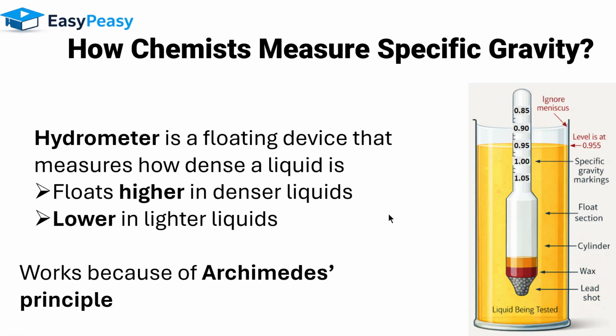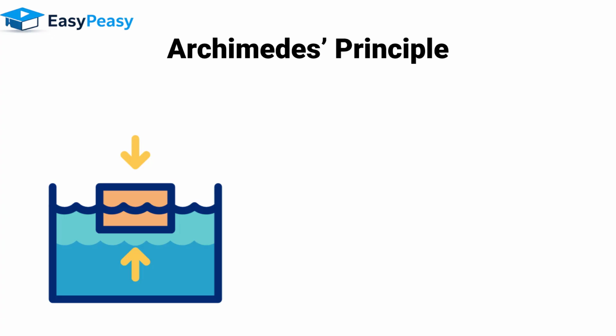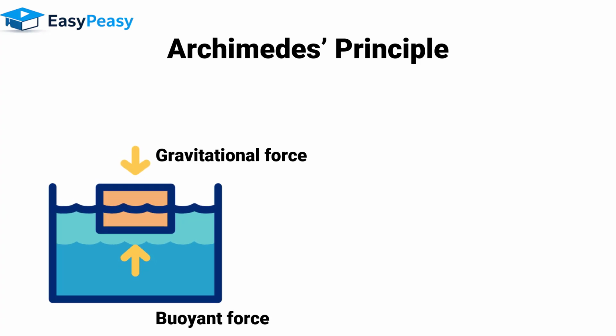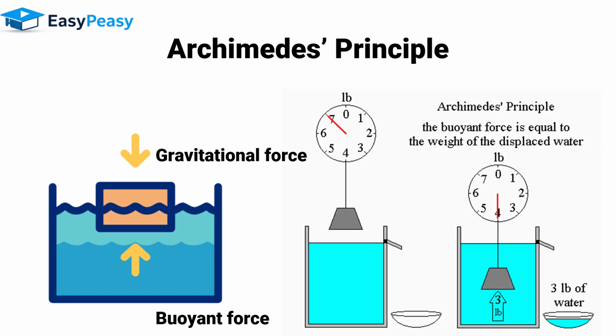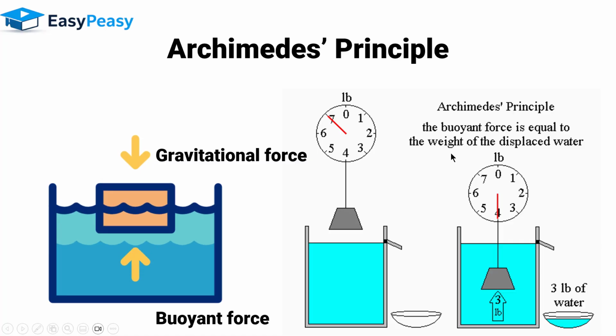And the idea behind this hydrometer is Archimedes' principle. Now, what is Archimedes' principle? The principle says that we have two different forces when something is inside the water. One is the gravitational force that pulls the thing towards the earth. And the other is called the buoyancy effect or buoyant force, that is in the opposite direction of the gravitational force, and it is equal to the weight of the water displaced.